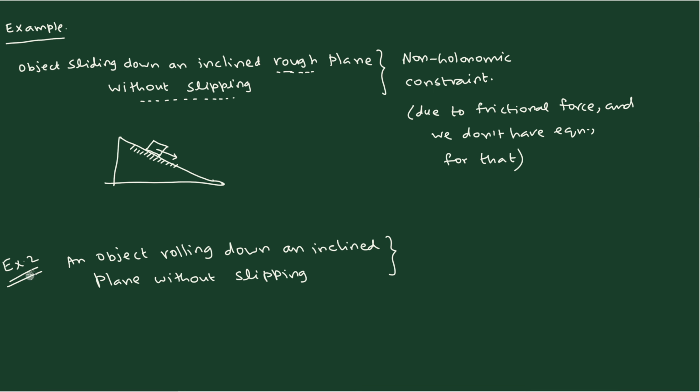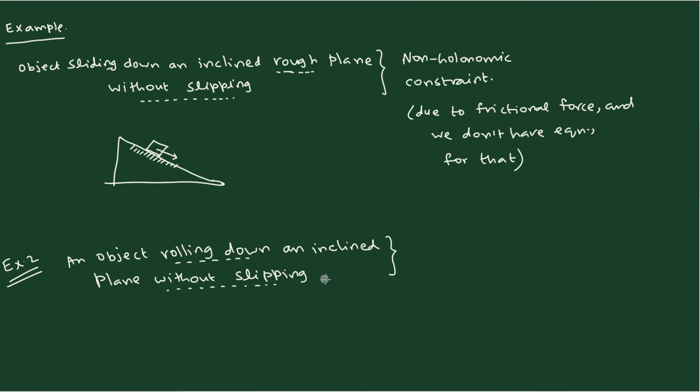So in the second example, we have an object rolling down. This time it is rolling instead of sliding, so there is a difference here. The object is now rolling down an inclined plane, once again without slipping. Without slipping is the hint that some kind of frictional force is present. This time it is rolling down an inclined plane rather than sliding down. You can consider something like a sphere rolling down an inclined plane. So that's the kind of situation.